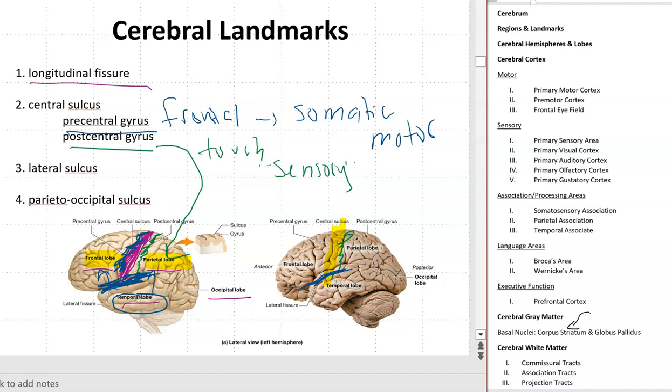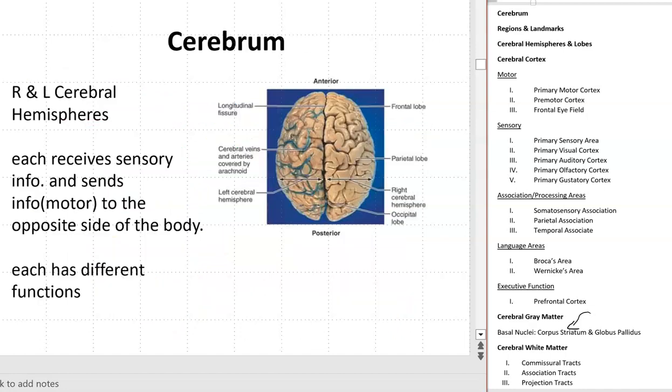And the last one's pretty obvious. If we look at the parietal occipital sulcus, just what it sounds like, it's separating each parietal lobe from the occipital lobe. So you need to know the lobes, and if you find the sulcus, that helps you figure out where a lobe starts or stops. So that covers our regions and landmarks.